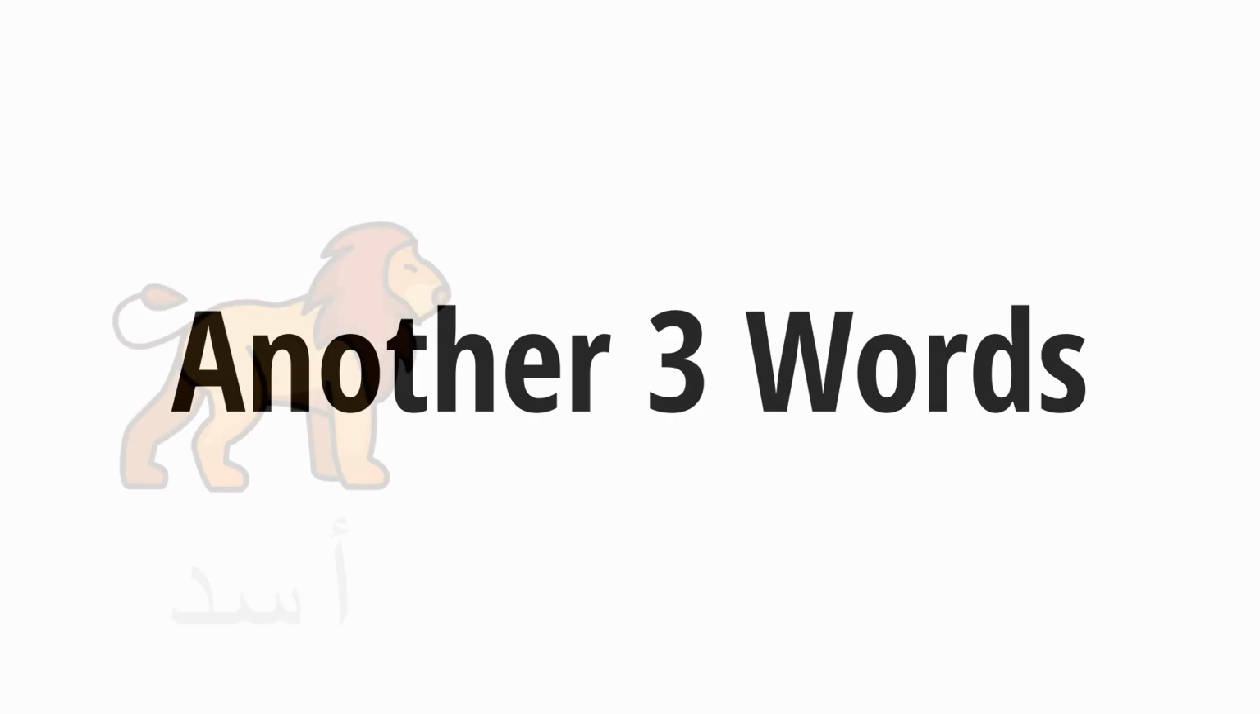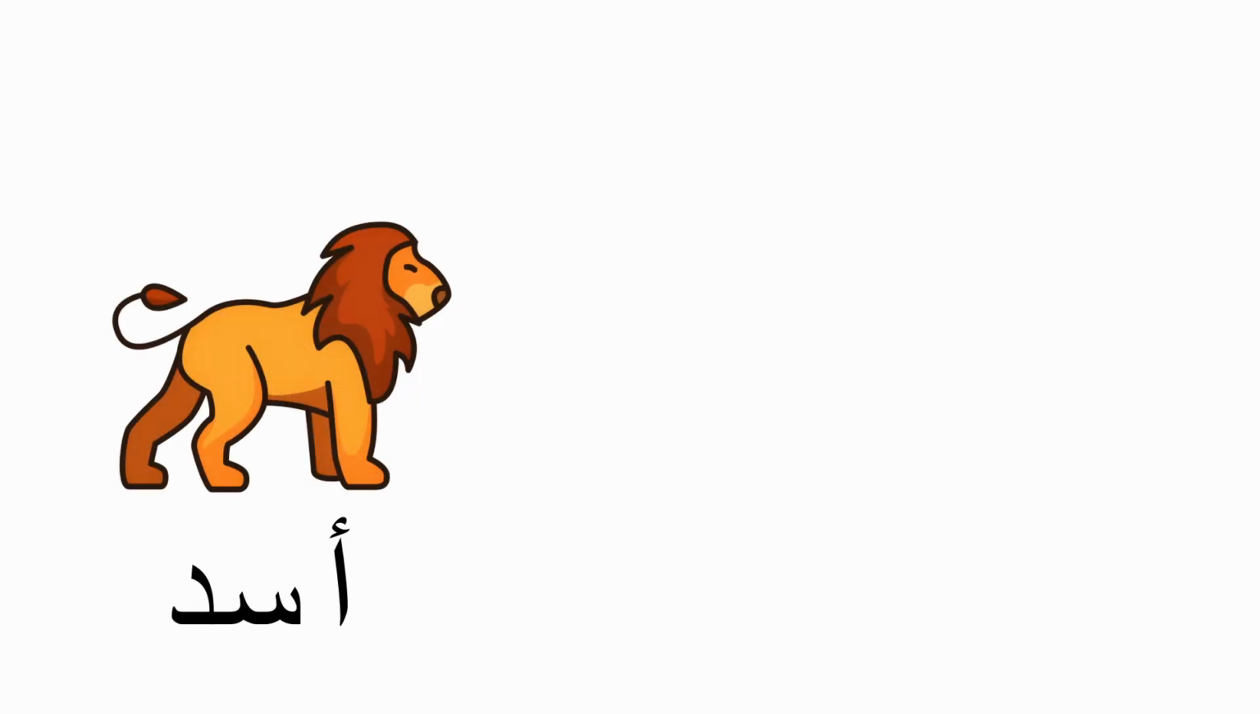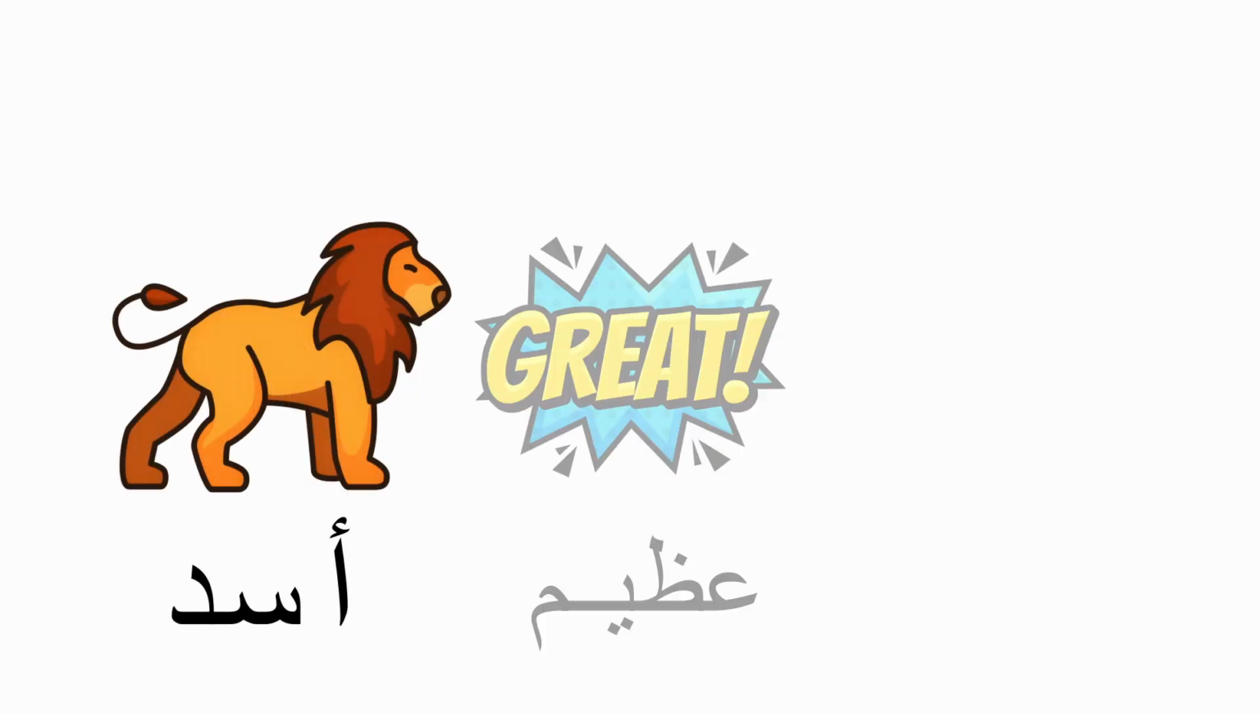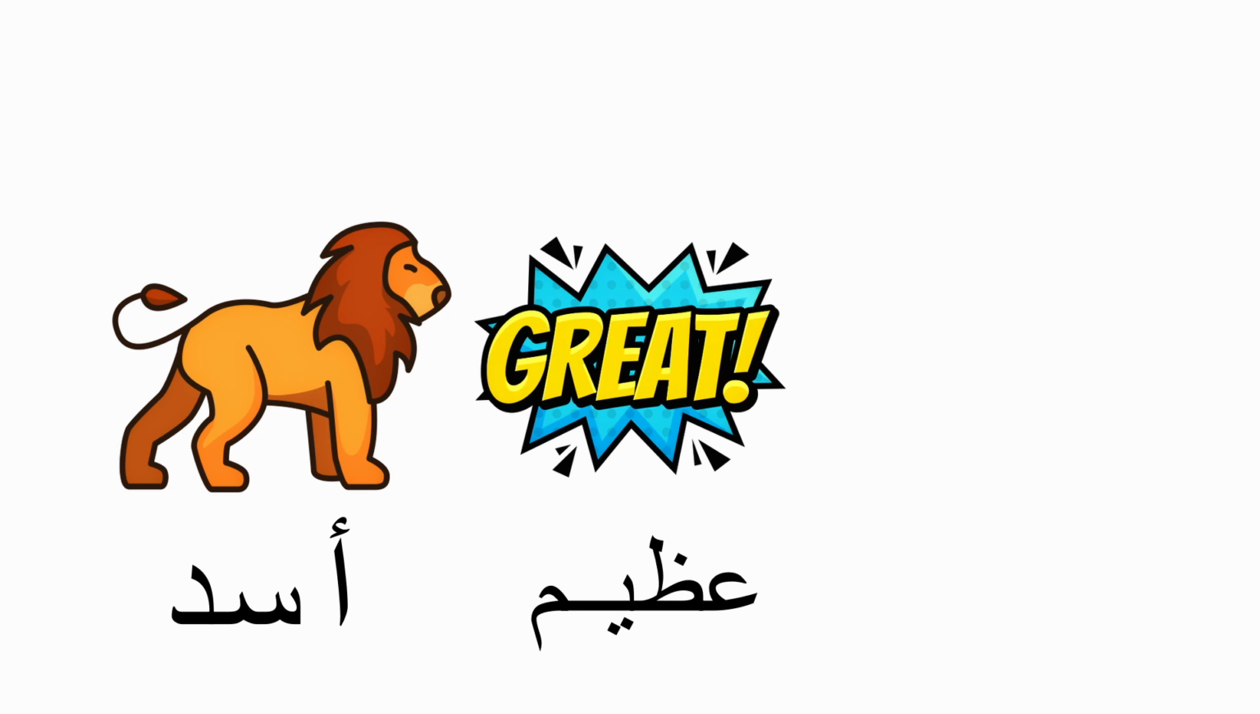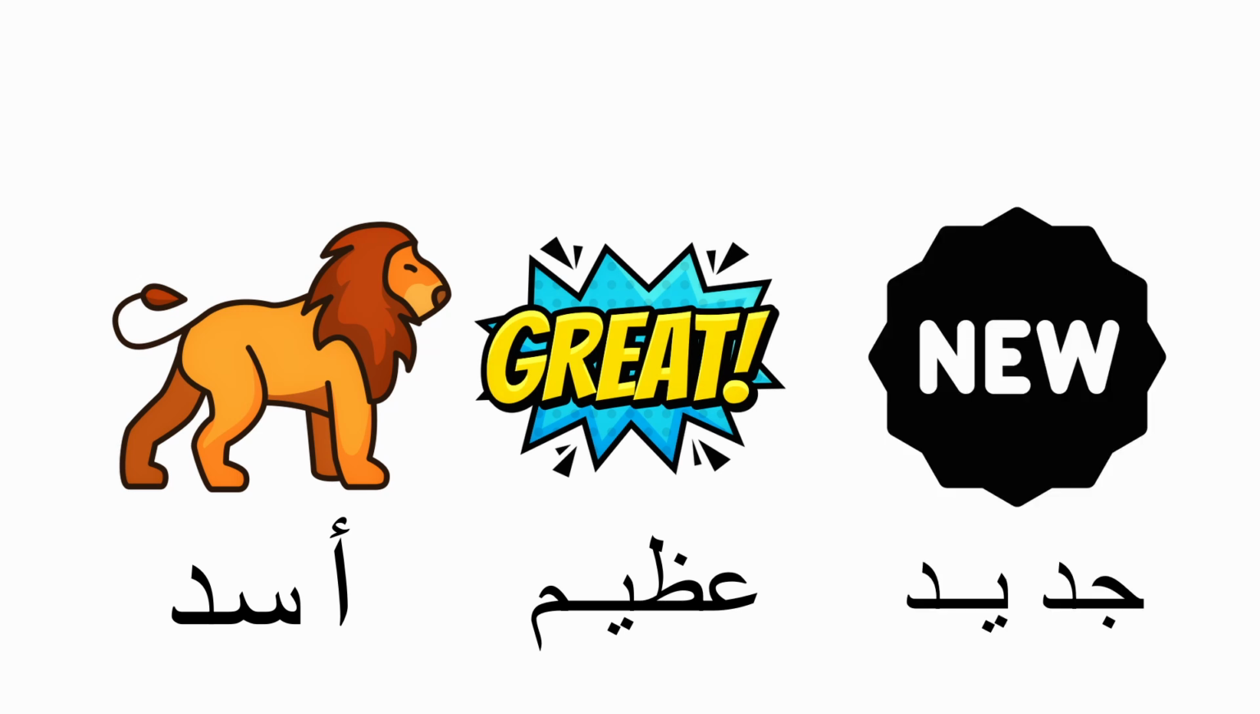Another 3 words. Asad. عظيم. جديد. Great, the word is Asad. Now take your pen and practice writing Alif in beginning, middle, and end. Pause the video and try. Now we can move to Ba.